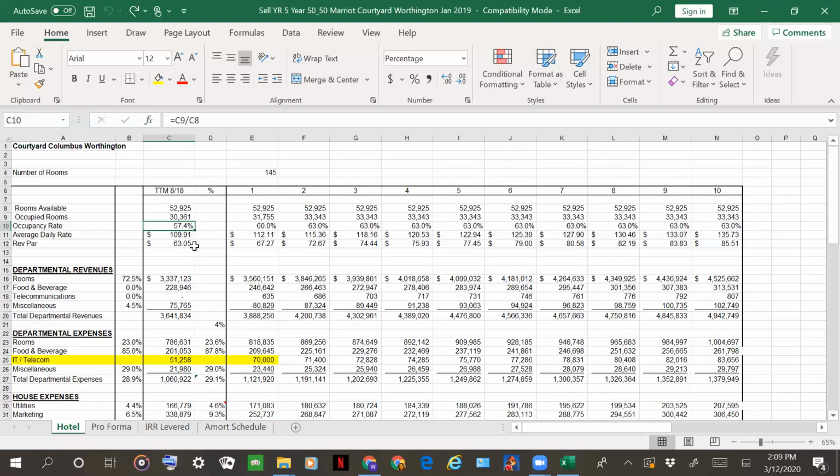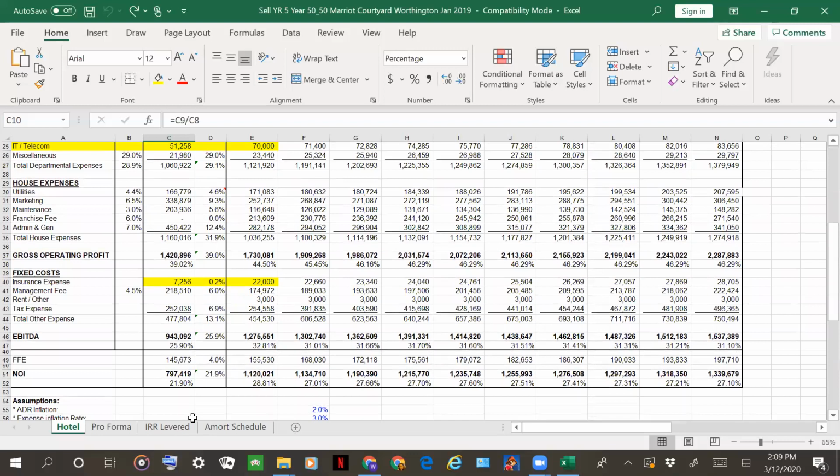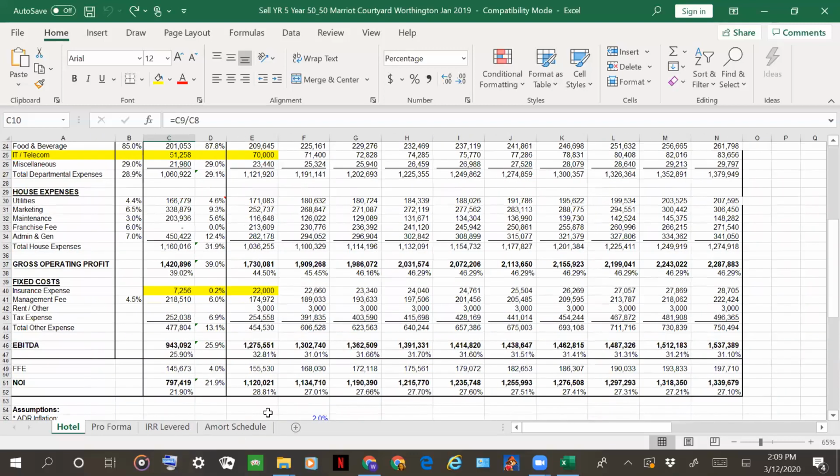But I'm gonna show you something here. What that means is you'll see this number adjust. Everything's going to adjust once we populate it. And as you can see, the bottom line is going to adjust too. Sorry about that. Right here, this is your NOI before debt.